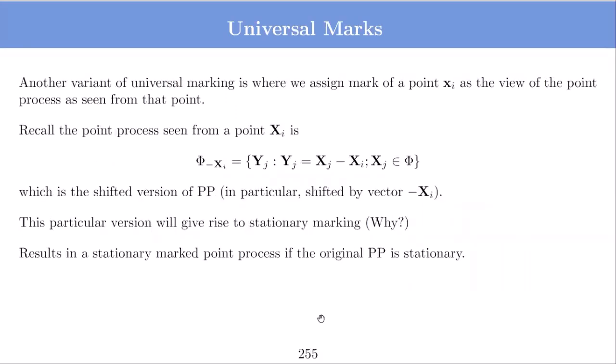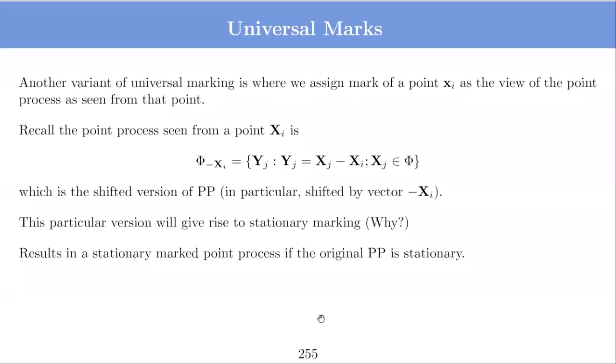And there's another variant which people use: instead of assigning the raw phi as a mark, they assign a local view of the phi as a mark. Okay, local view means that from the point, how does the phi look like? So this just means that you shift the origin to the point, and then you look at the shifted point process. It will look like you are the center and the point process is around you. Okay, so inherently phi is still the same, but I get a different shifted version for each point as a mark.